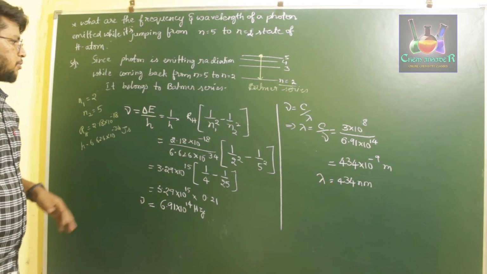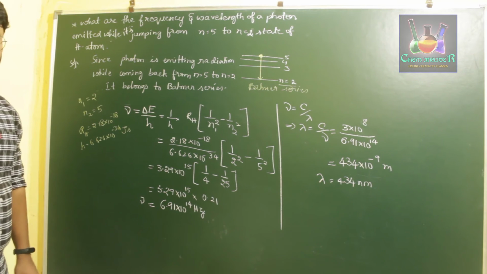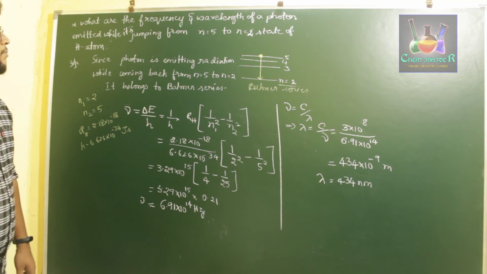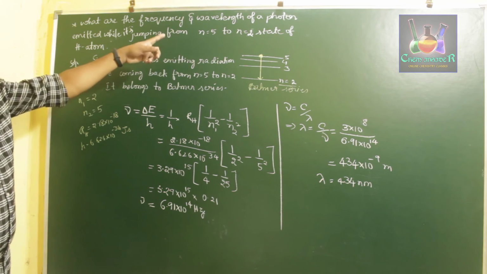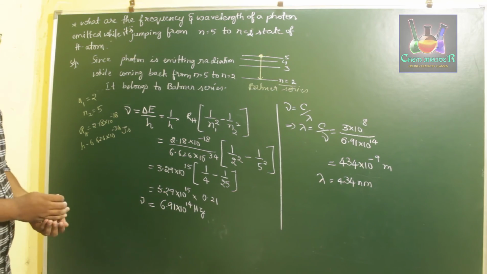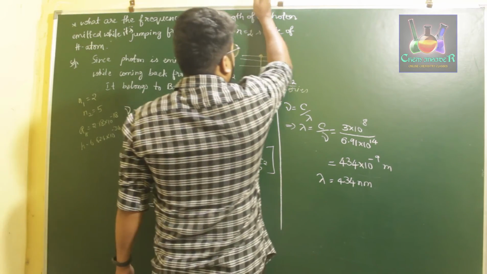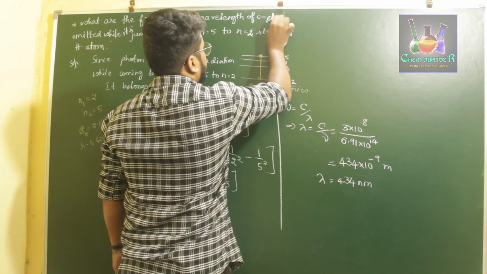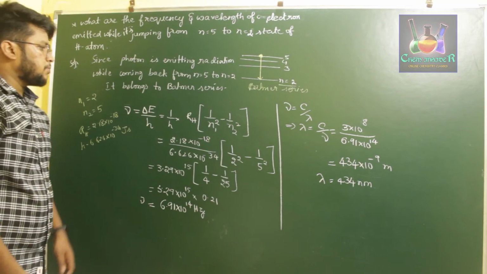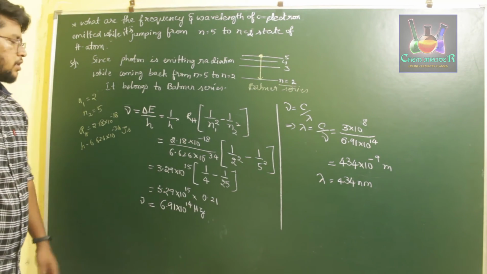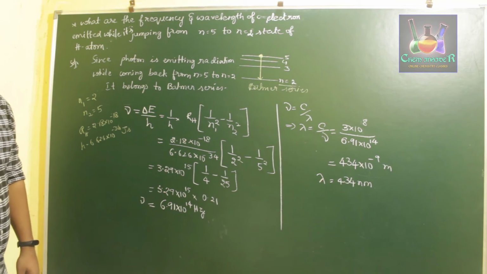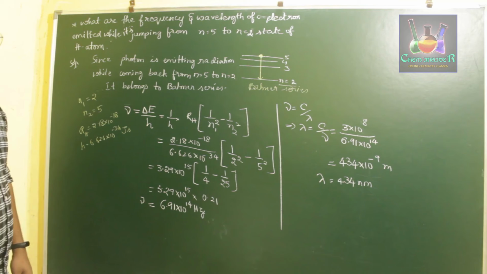Okay, so this is about the problem. What we had to determine here is the frequency and wavelength of the radiation which is emitted when it returned from n5 to n2 state. Wait, not photon, it is considered as an atom or electron. So this is about the energy released and the frequency and wavelength of the radiation which was emitted by the electron going from n5 to n2 state.